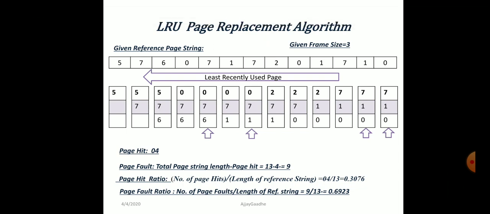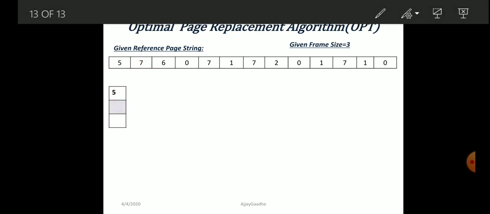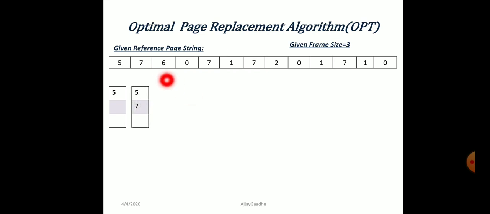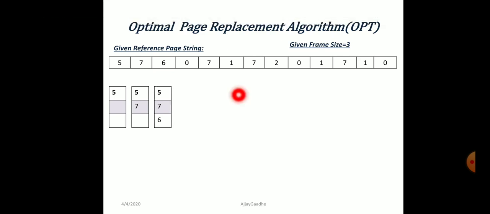Same example we are going to see using the optimal page replacement algorithm. Taking the same frame size, that is 3, the first requested page is placed in the frame in the main memory, so it is occupying the first frame. Next page is 7, it is placed in the frame. Next requested page is 6, again it is a page fault, it is placed in the frame. I hope this is clear to all of you, because this is the same as what we have seen in first in first out and least recently used.